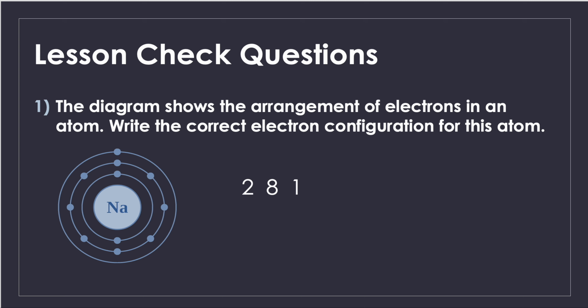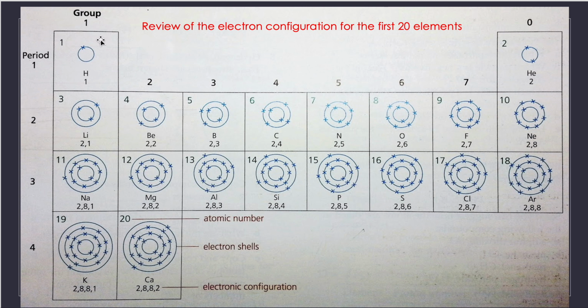Remember that this is the electron configuration of the first 20 elements. Remember that the maximum we're going to do is 20, and these are all of the atoms that you will be going through in these 2 years of chemistry.